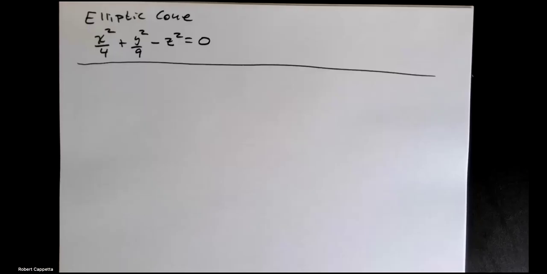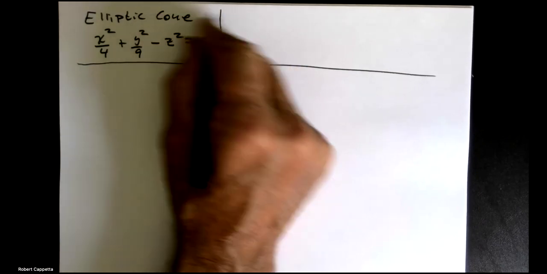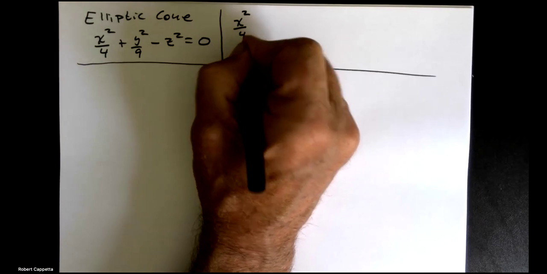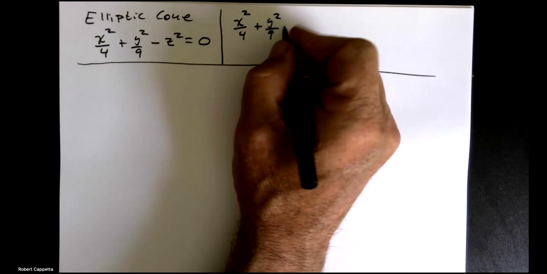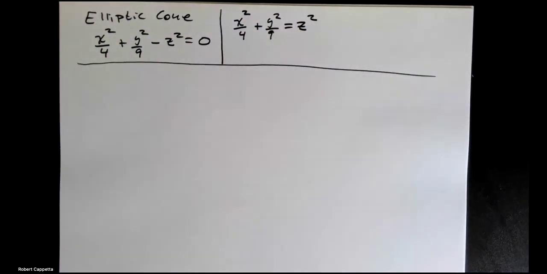For this example, we're going to look at the elliptic cone, x squared over 4 plus y squared over 9 minus z squared equals 0. Notice that would be equivalent to bringing the z squared to the other side and saying x squared over 4 plus y squared over 9 equals z squared. Probably a little easier for us to think of it that way.